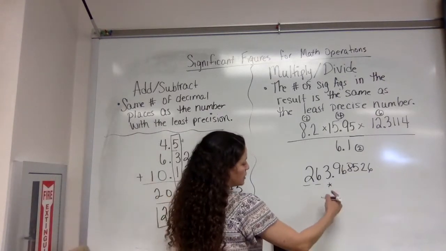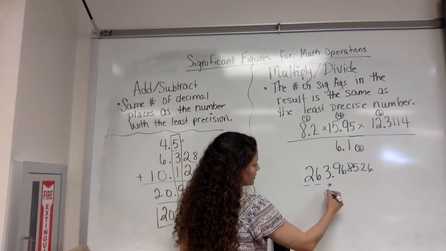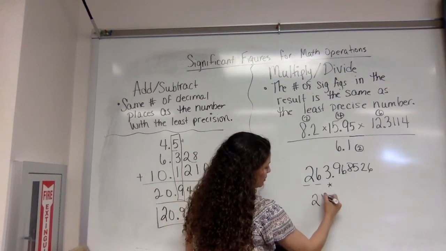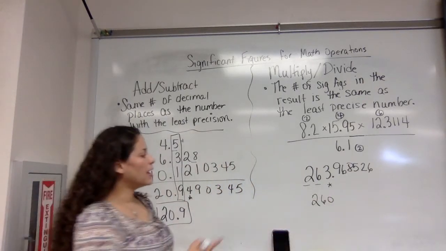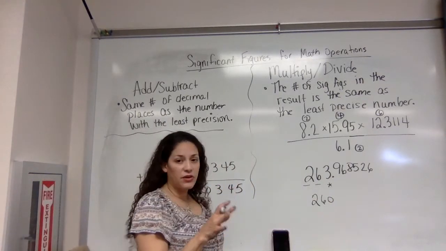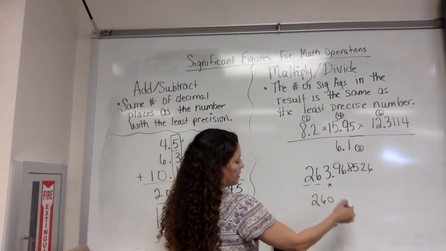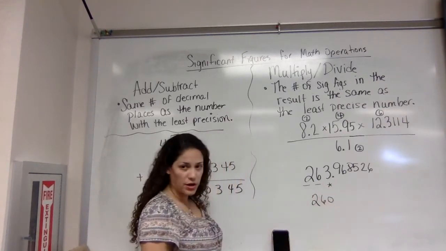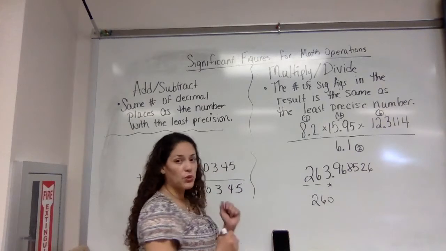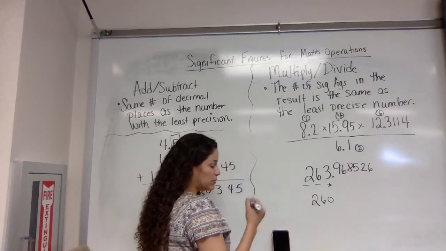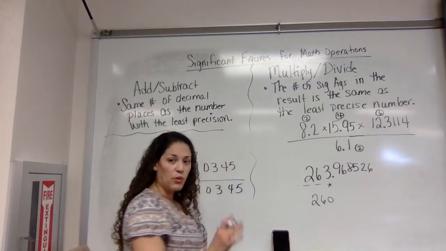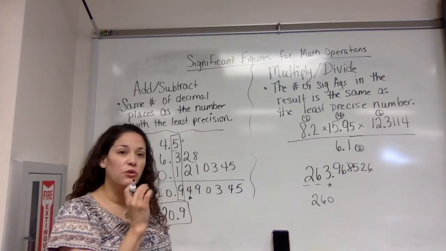So when I come here, this is going to be 260, because that 3 is less than 5. So I'm going to go ahead and leave it alone. Now be very, very careful, because sometimes when you're kind of thinking, you might have this little stray mark. And if it's one of those questions where we're concerned with significant figures, you're not going to get credit for it.